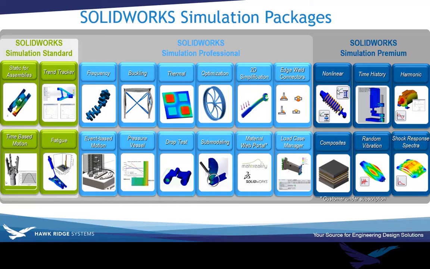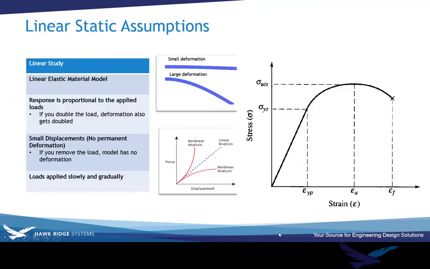Right. So that being said, what classifies, or what do we take a look at when we're trying to do a linear static study inside SOLIDWORKS Simulation? What are the assumptions that we need to be aware of before we run an analysis? The first one, a very important one, is that we can only account for linear elastic material models.